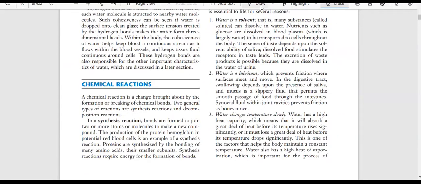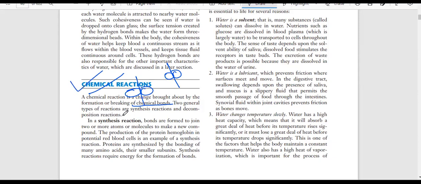Let's resume the class. So here we have the chemical reactions. What is a chemical reaction? A chemical reaction is a change brought about by the formation or breaking of chemical bonds. Chemical bonding is the bonding of two elements. A chemical reaction is the breaking of the bond between two elements. Whenever two or more elements are bonded, the bond would have to break. So this process is called a chemical reaction.